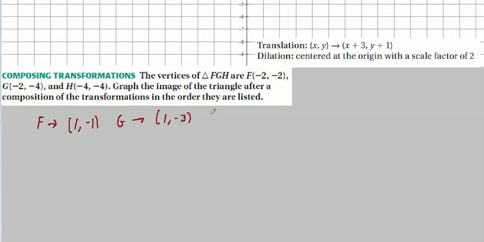And what about h? Minus 4 plus 3, here we go, and that's minus 1. Minus 4 plus 1, that's minus 3 again. So, here are the vertices of our first transformation, our translation. Now, a dilation centered at the origin with a scale factor of 2 simply multiplies each one of these vectors by 2.